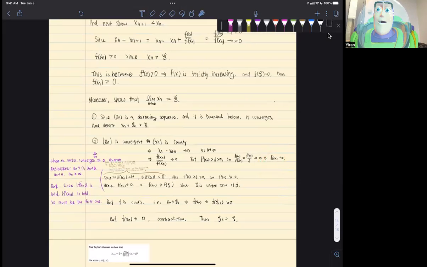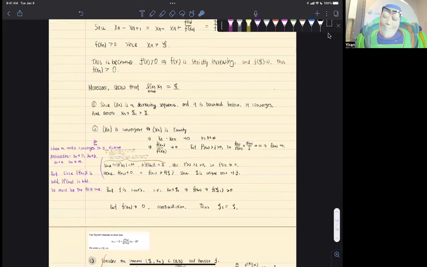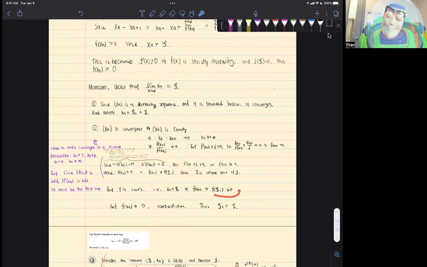However, we recall that c is the unique 0, and the evaluation of f at any point on the right side of c should be strictly larger than 0. Therefore, we reach a contradiction. And because we reach a contradiction, therefore c is equal to c1, and then we're done.